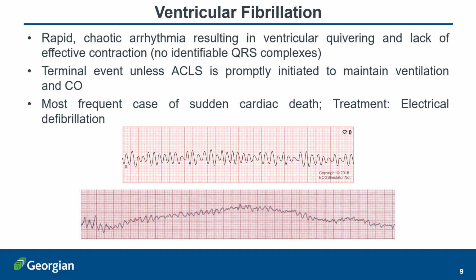For ventricular fibrillation, it is the rapid chaotic arrhythmia that results ultimately in the ventricular quivering, not beating, just quivering, and essentially you have a lack of any contraction whatsoever. So the heart is quivering, but it's not really doing an effective contraction. No blood is actually being pumped out of the heart itself, and there are no identifiable QRS complexes over there.